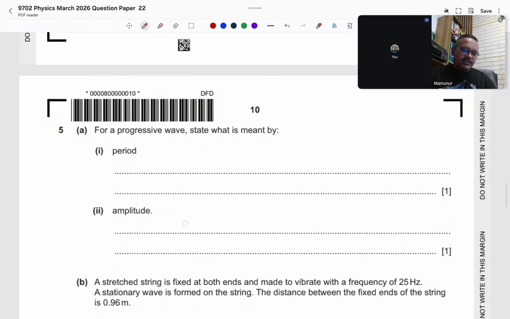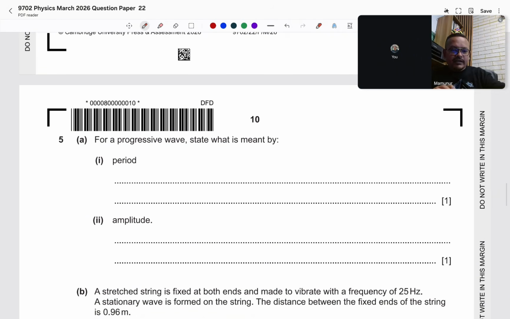Nice. The next question, question number 5. It's from the wave chapter. For a progressive wave, state what is meant by period. We know about it. Period is the time taken for one complete oscillation, right?